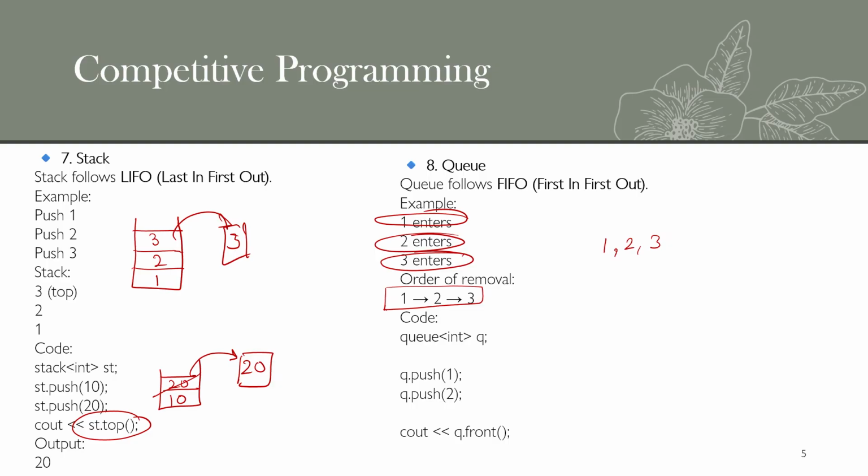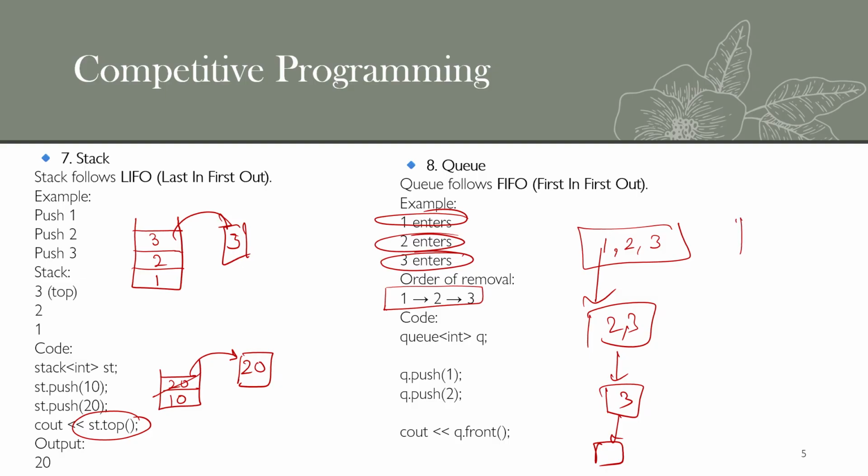In queue, you use first in, first out. 1 enters, 2 enters, and then 3 enters. When you have to remove, first of all, 1 goes, you are left with 2 and 3, and then 2 goes, you are left with 3, and then 3 goes, you are left with the empty array. Basically, when you push 1 comma 2, 1 goes, 2 is left, then 2 goes, and the array is empty.